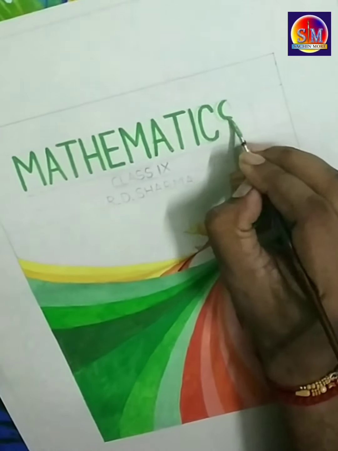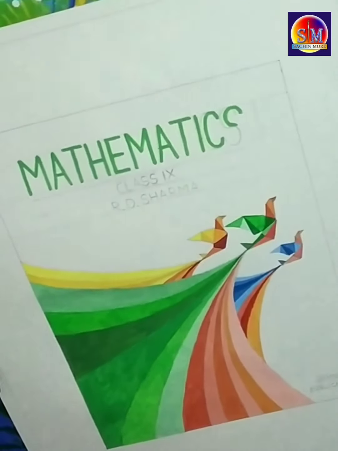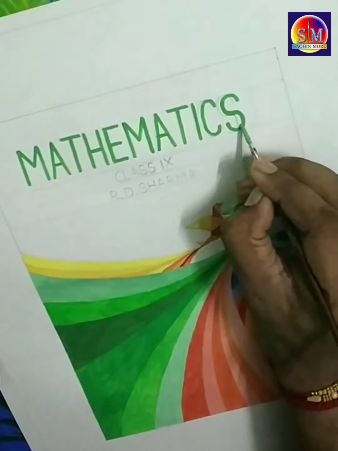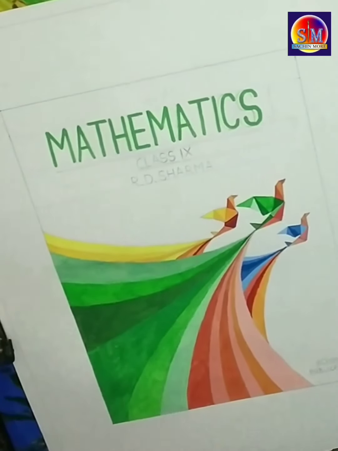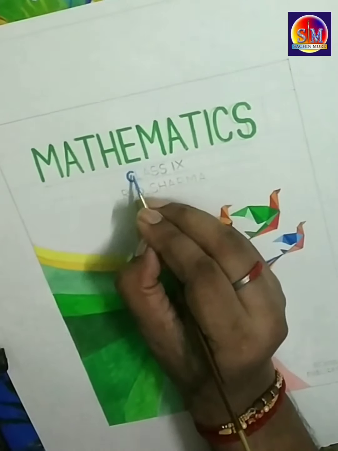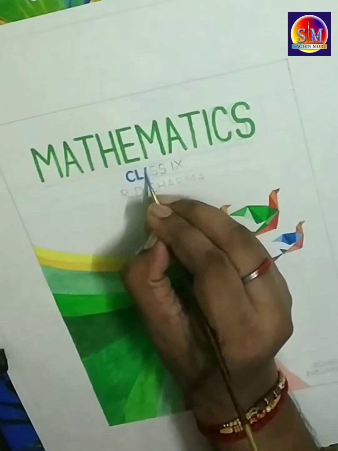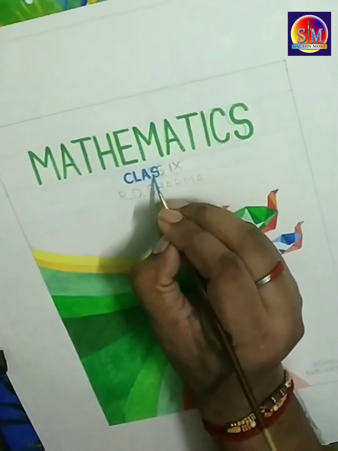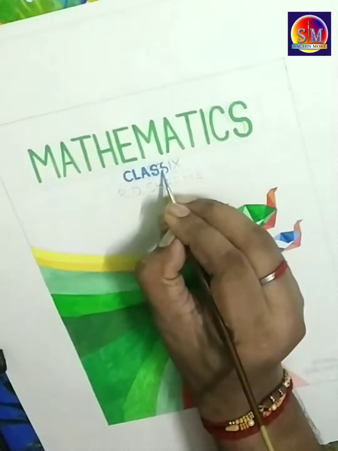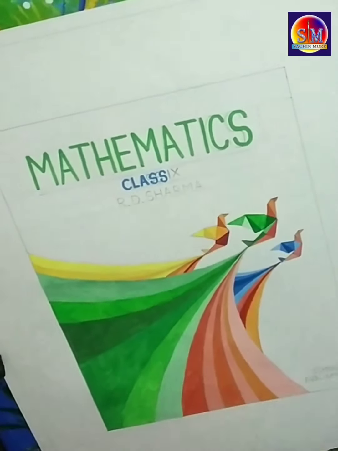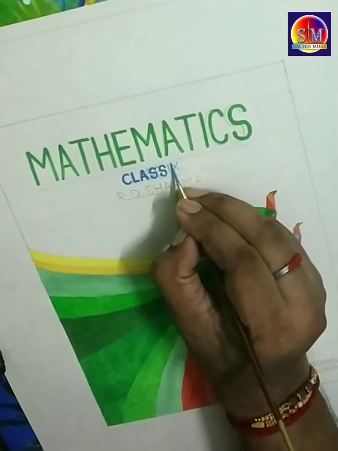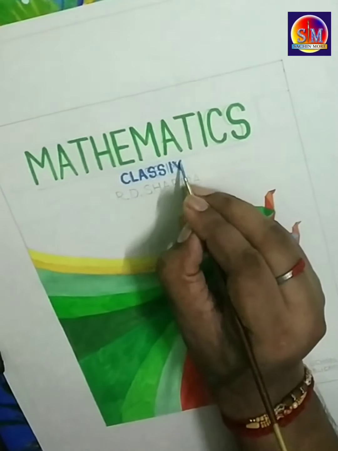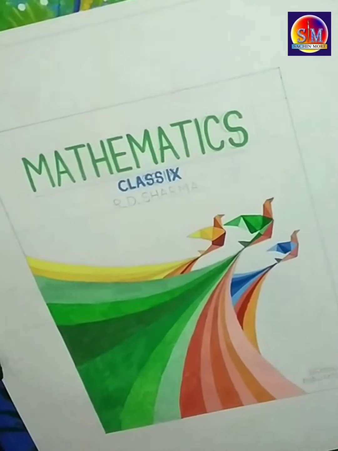While writing the letters, write directly with the brush. But if you are not comfortable, you can write the letters with double lines and then fill the colors inside these double lines. I am writing directly with the brush. You can use different sizes of brush to write the letters. You can see for the subject name I am taking a bold size of brush, and for the class and author's name I am using a small size of brush.